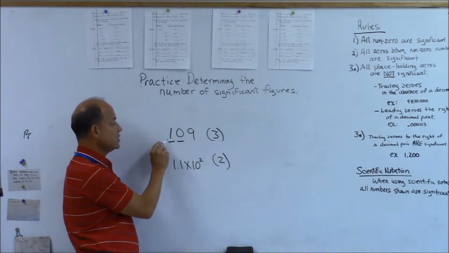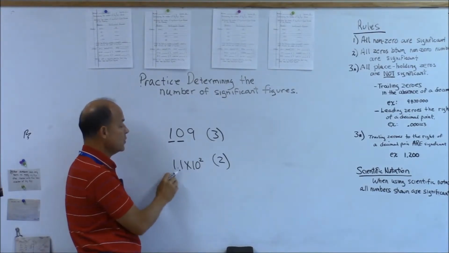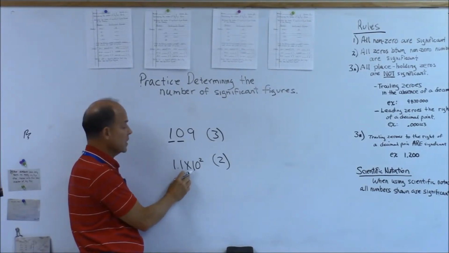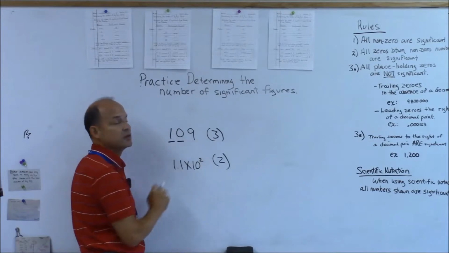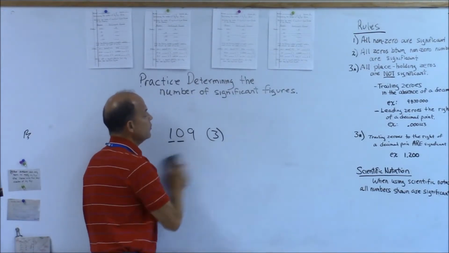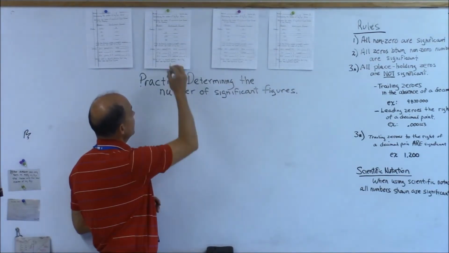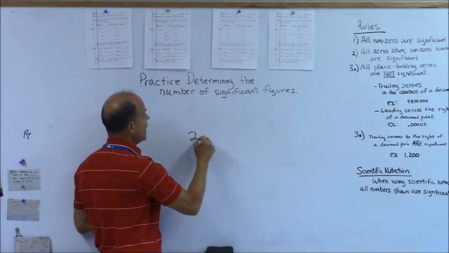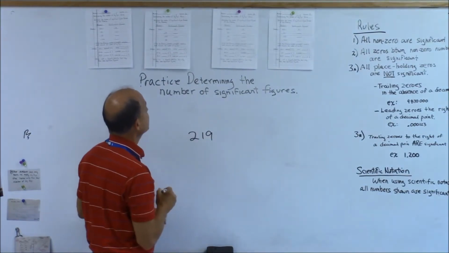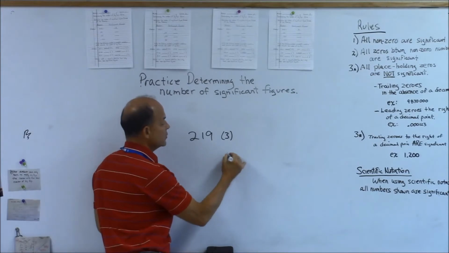In standard notation, 109 with 3 significant digits becomes 1.1 times 10 to the 2 in scientific notation with 2 significant figures. Maybe we better do another one of those, right? Let's try from version number 2, write 219, which has 3 sig figs, with only 2 sig figs.